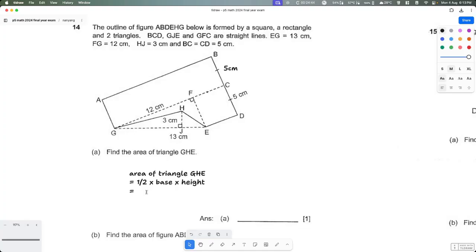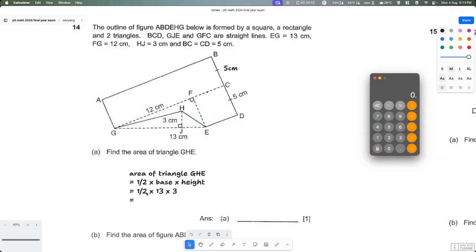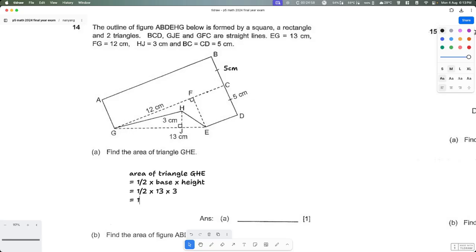So it's basically half times 13 times 3. So let's use our calculator. Half is basically 0.5 multiplied by 13 multiplied by 3. This is 19.5 centimeter square. Okay, so let's put this over here.